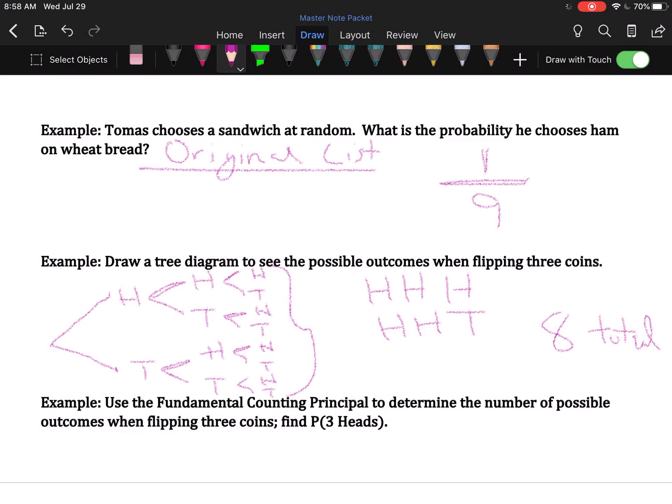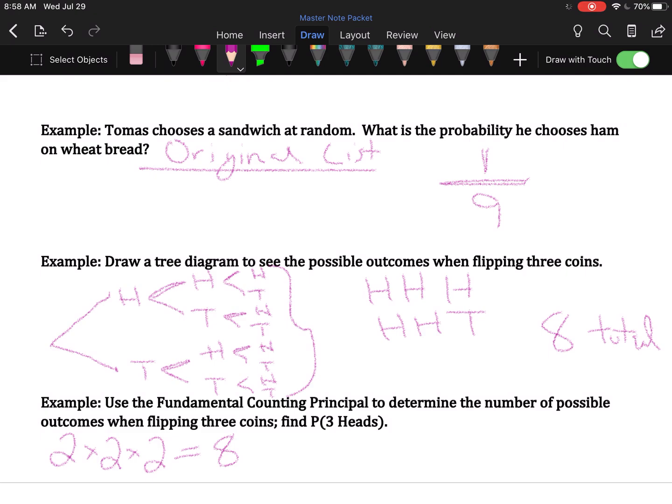Last, use the fundamental counting principle to determine the number of possible outcomes when flipping 3 coins, then find the probability of flipping 3 heads. So we already know there's 8 total outcomes, but the fundamental counting principle says I can find that by doing, watch this, I'm going to flip a coin 3 times. So the first time there's 2 possible outcomes, times the second time there are 2 possible outcomes, times the third flip there are still 2 possible outcomes. 2 times 2 is 4. 4 times 2 is 8.